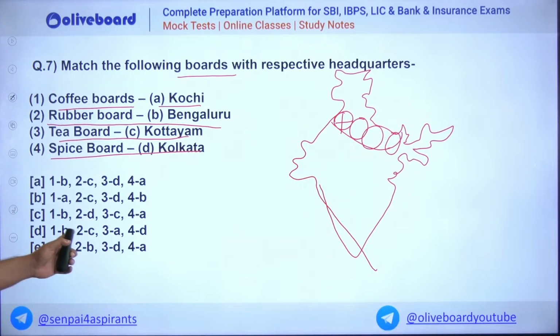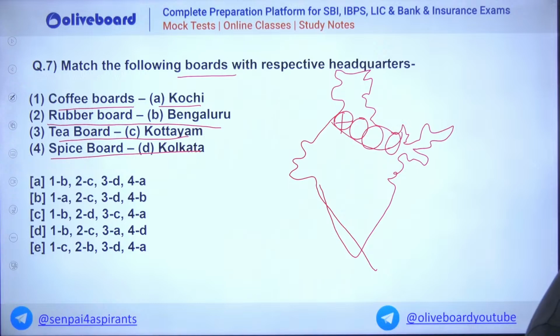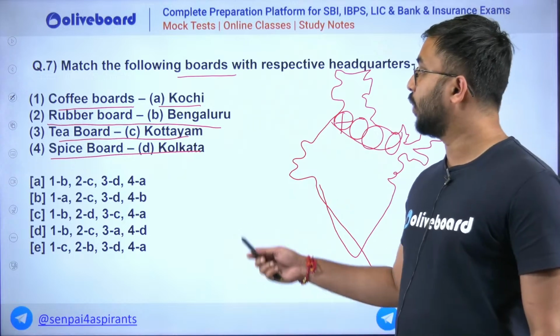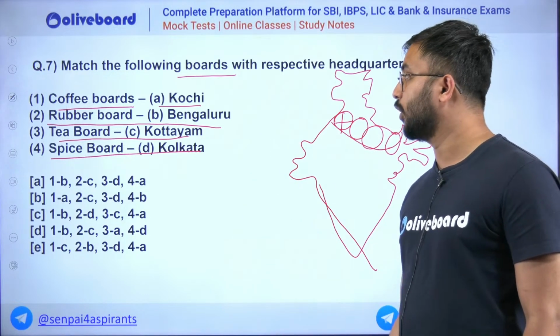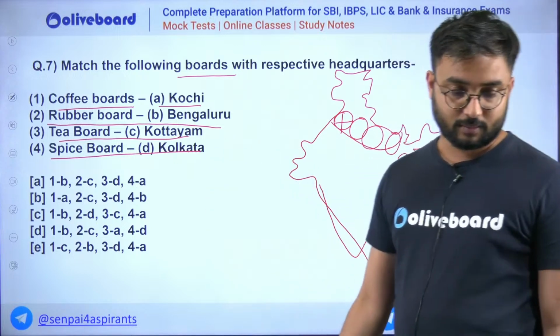What is the answer to this question? Match the following. It's very, very important, because in this match the following, 4 institutes are there. In NABARD exam, most probably they will be asking you the question directly. For example, where is the headquarter of coffee board located, or where is the headquarter of tea board located?